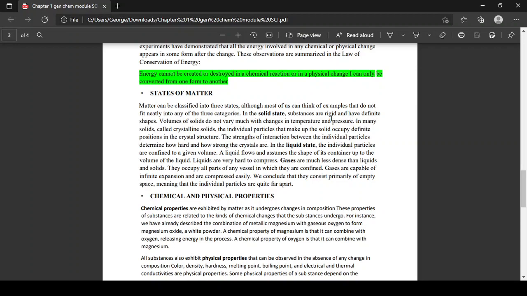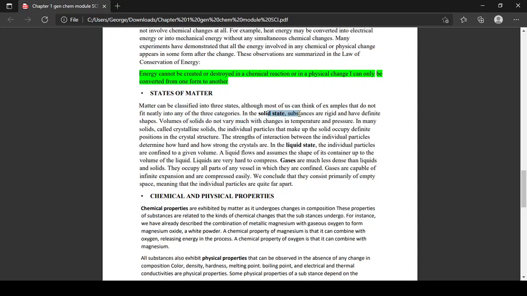Okay. So a solid, kids, is rigid and has a definite shape, correct? Even if you heat it or cool it, our rock, kids, remains a rock because volumes of solids do not vary much with changes in temperature and pressure. That is why, kids, they have a definite shape. That is a solid.